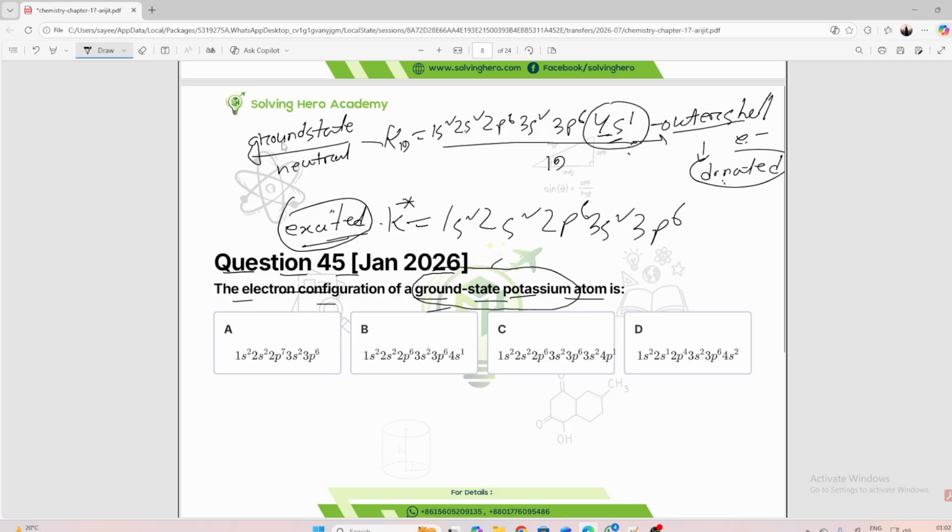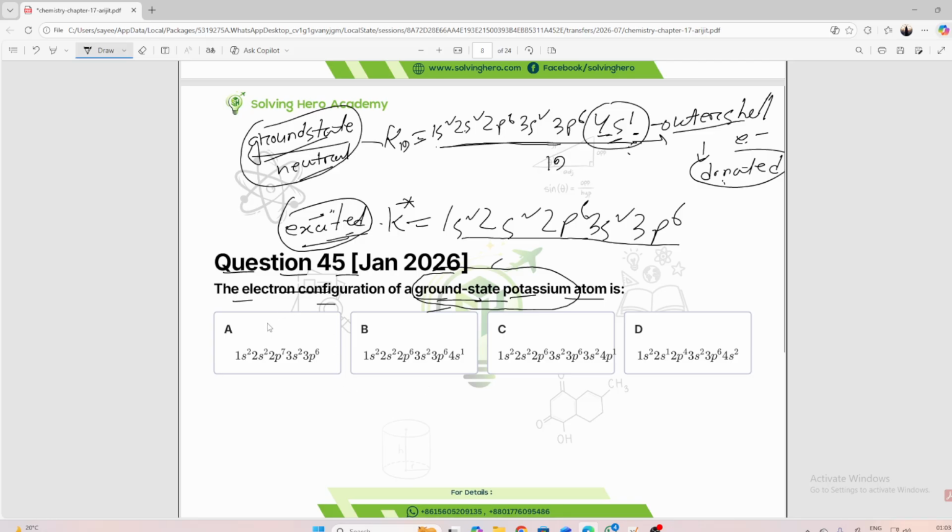So ground state means neutral, that means you just simply write the electron configuration of potassium. This is ground state potassium. And excited means if the outer shell electron is donated, this 4s1 electron will be missing. So this is the excited potassium's electron configuration, and this is the ground state or neutral potassium's electron configuration.